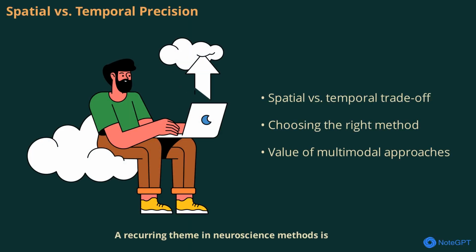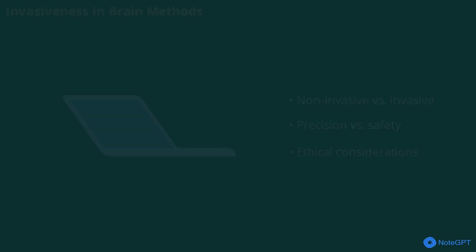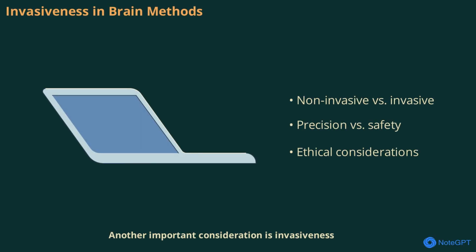A recurring theme in neuroscience methods is the trade-off between spatial and temporal precision. Techniques like fMRI excel at pinpointing where activity occurs, while EEG shines in capturing when activity happens. Understanding these strengths and weaknesses helps researchers choose the right tool for their specific question and highlights why combining methods is so valuable.